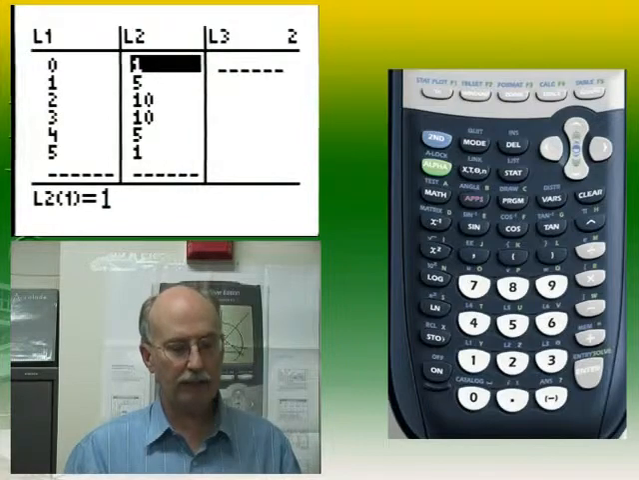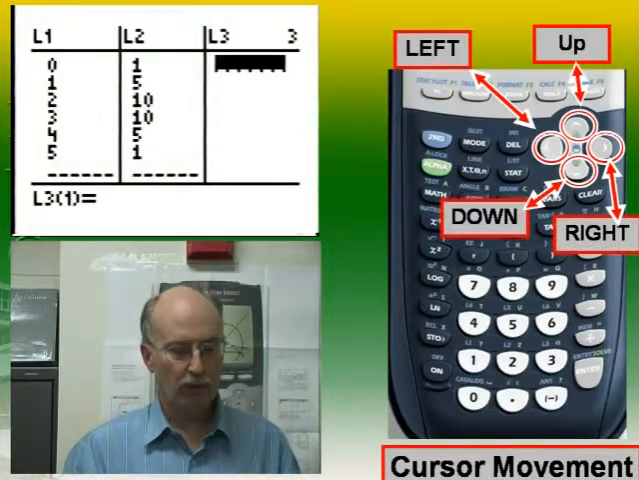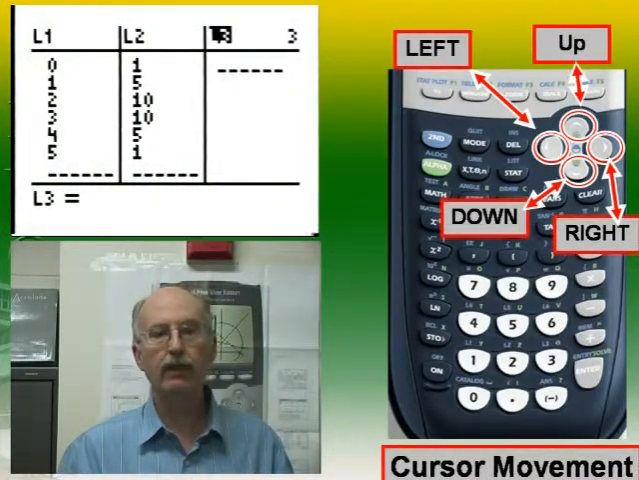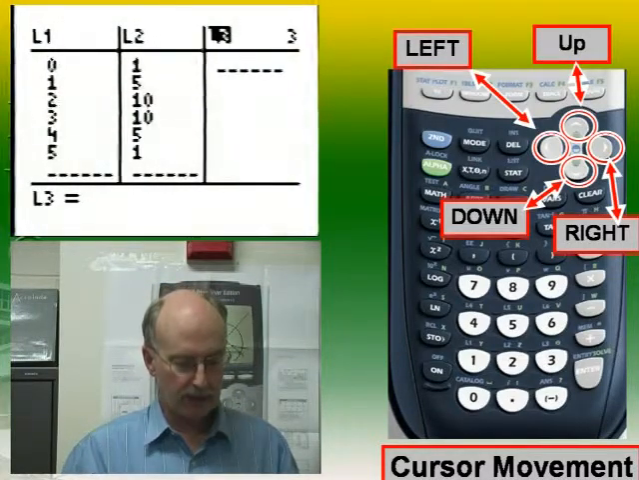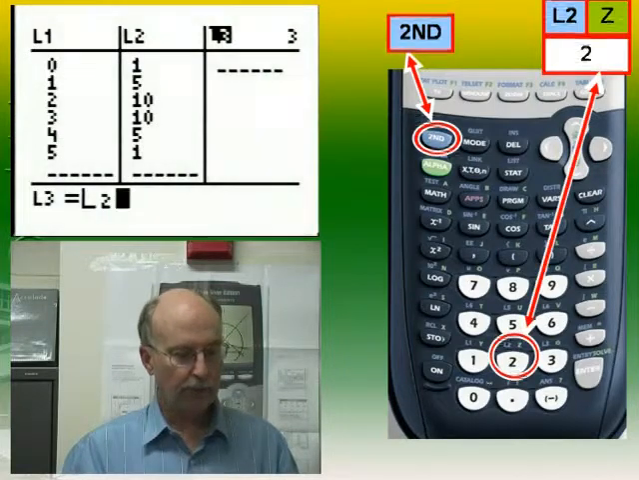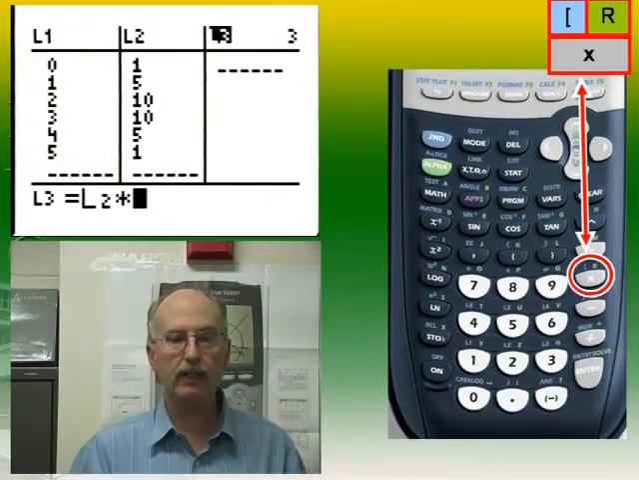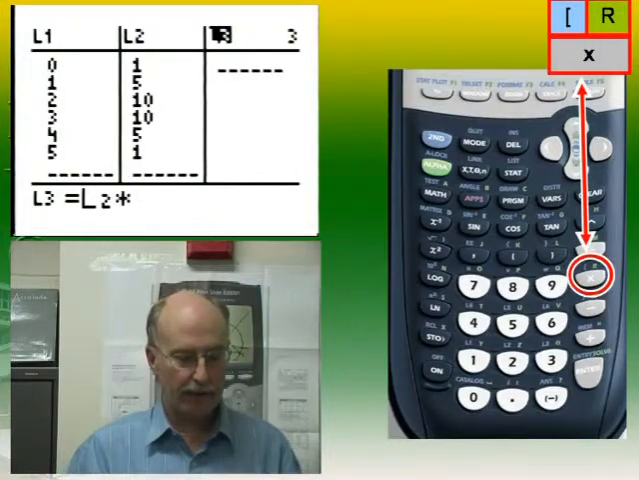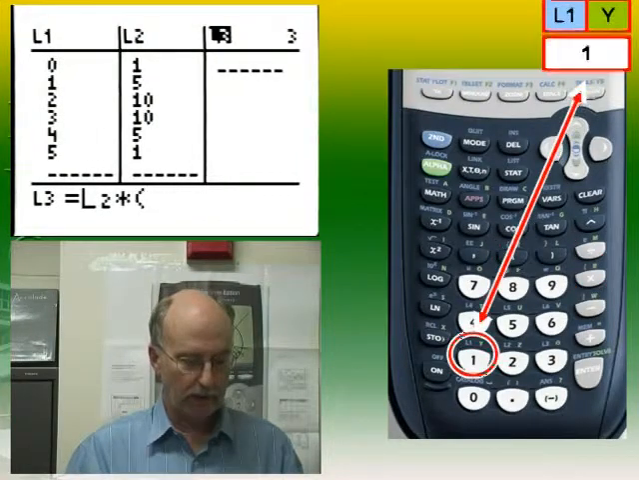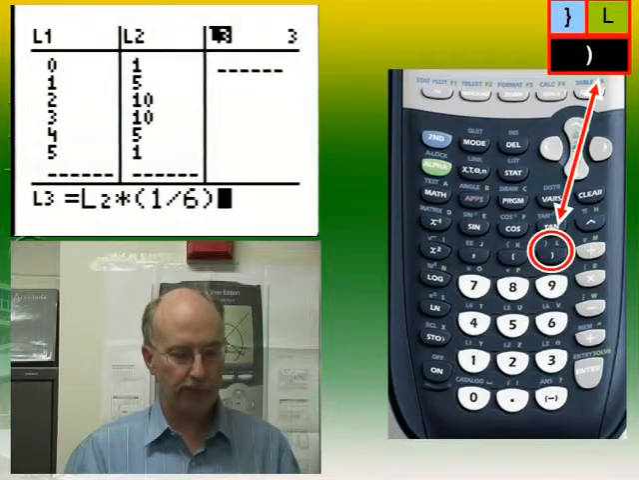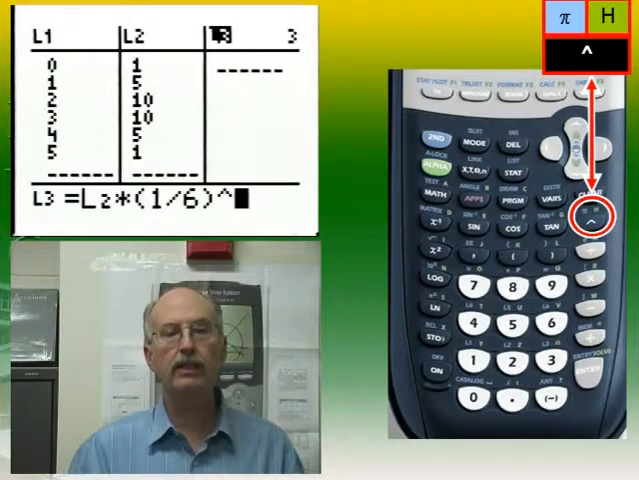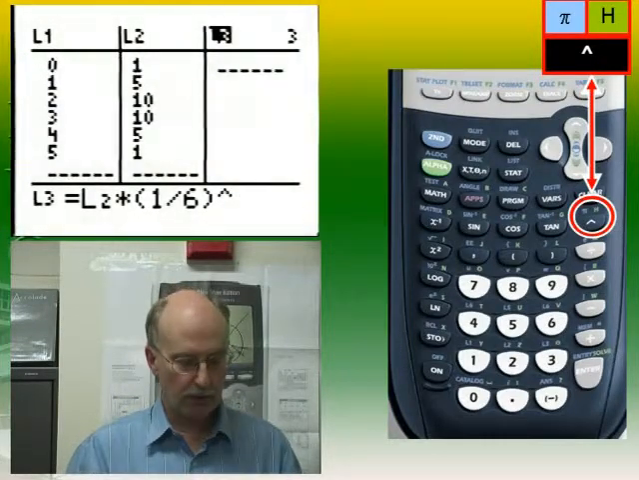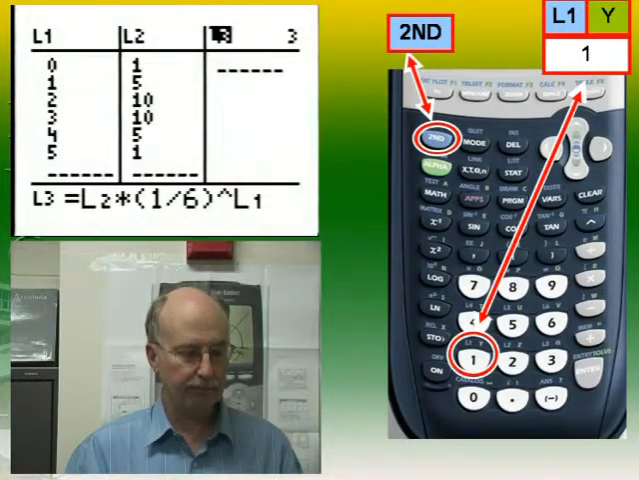Now in column 3, let's calculate the probability. Well, we're going to scroll up to L3, and the first thing we need is the number of combinations. Well, that's in L2, so we're going to take second L2. We're going to multiply that by the probability of success. In this case, our probability of success is 1 out of 6. So we're going to do parentheses 1 divided by 6, closing parentheses. And we're going to raise that to the power of the number of successes. Well, the number of successes is over in column L1. So we're going to hit second L1.